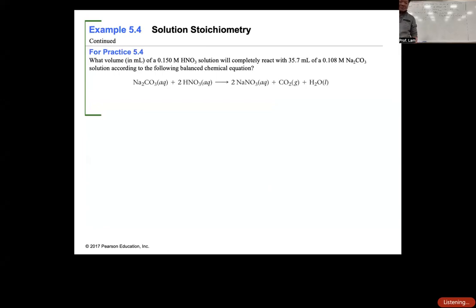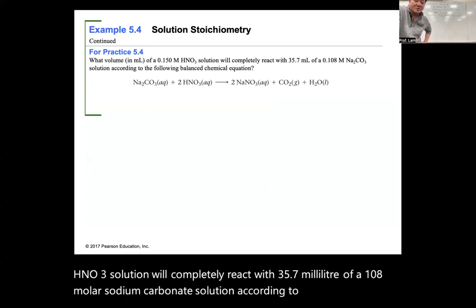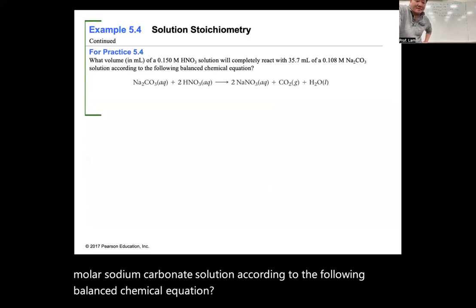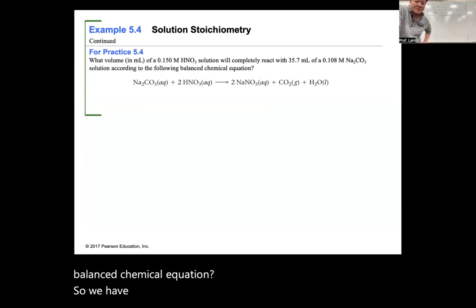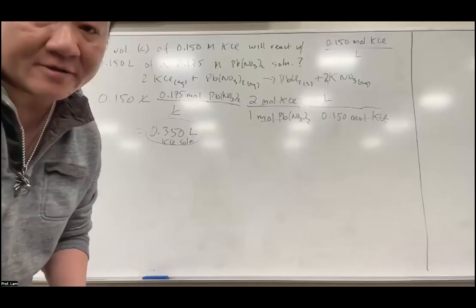Okay, let's do this one too. What volume in milliliters of a 0.150 molar HNO3 solution will completely react with 35.7 milliliter of a 0.108 molar sodium carbonate solution according to the following balanced chemical equation? So we have Na2CO3 plus 2 HNO3 goes to 2 NaNO3 plus CO2 gas plus H2O liquid. Okay. Let me rewrite that on the board, and then we can solve it together.